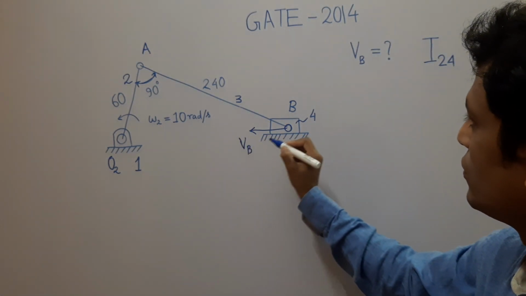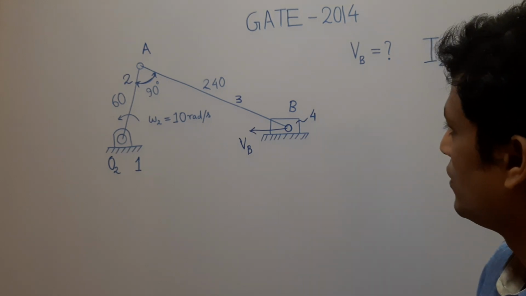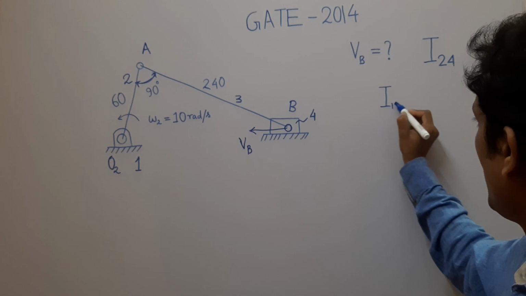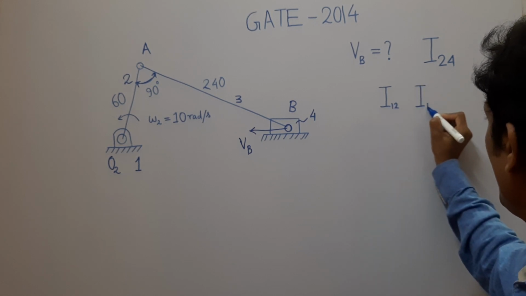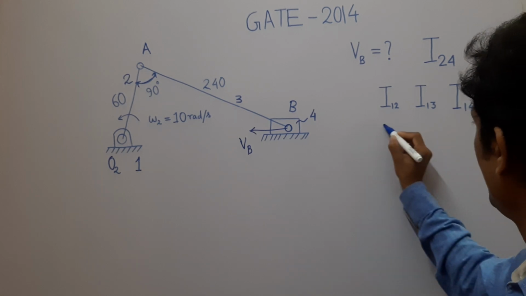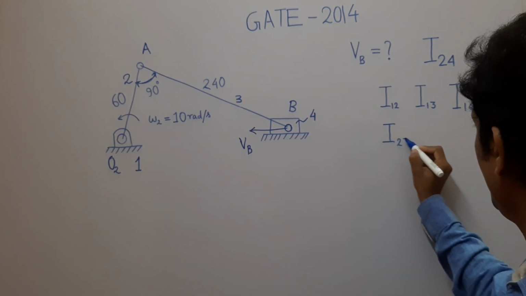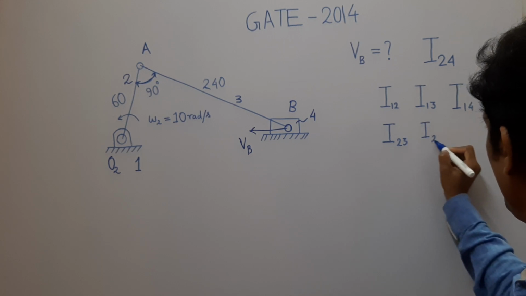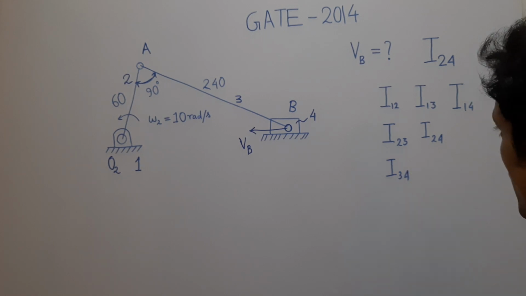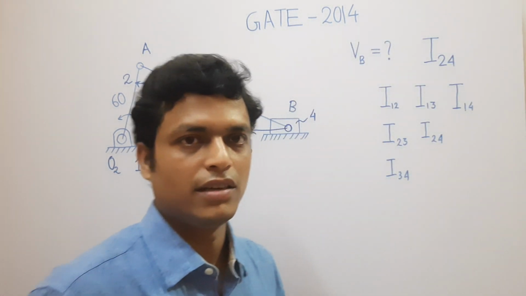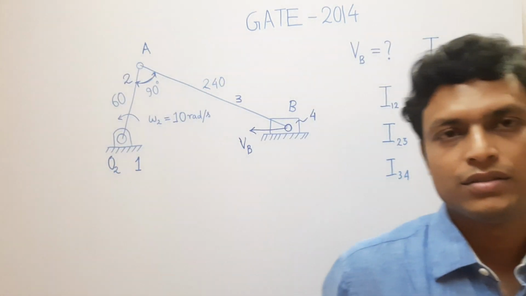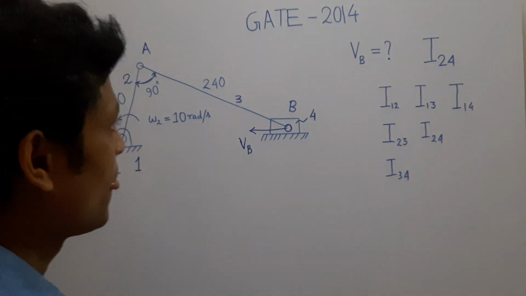So here also there are 4 links, so there will be 6 relative instantaneous centers: I12, I13, I14, I23, I24 and I34. How to locate them I have already discussed in my previous lecture. That was, I think, lecture number 8 on relative instantaneous center.